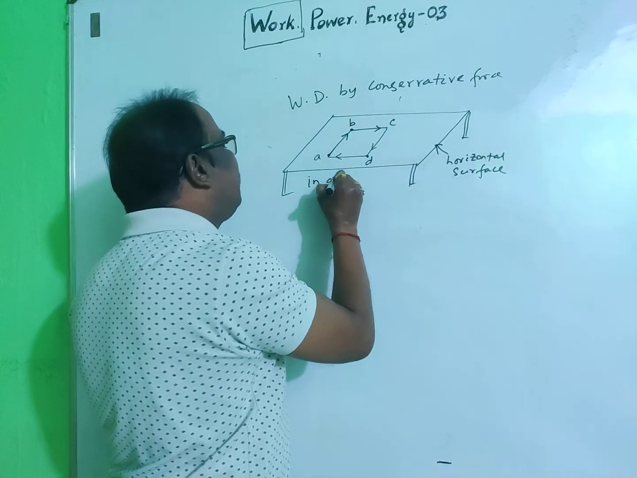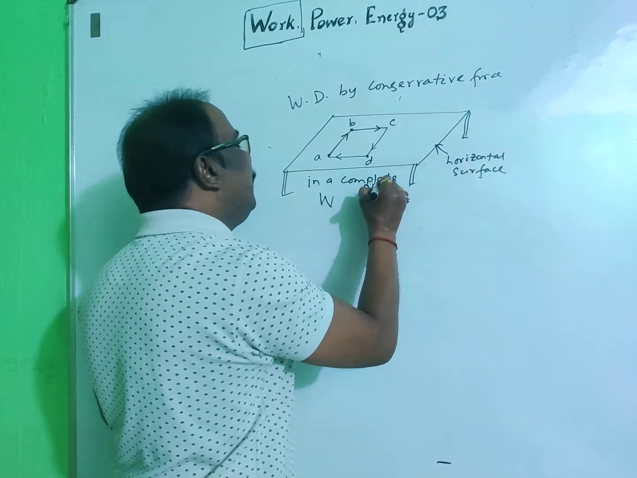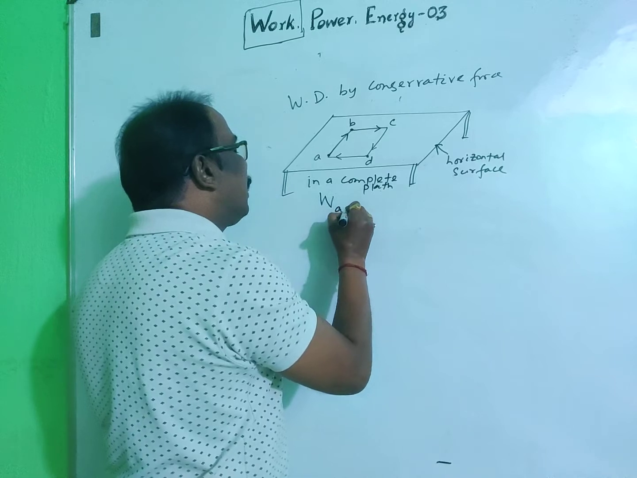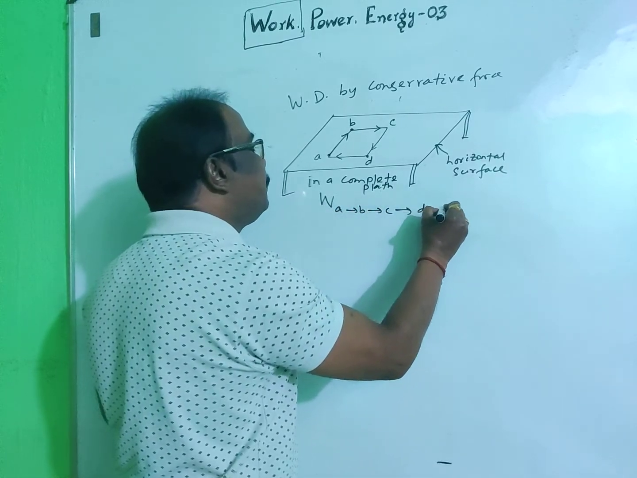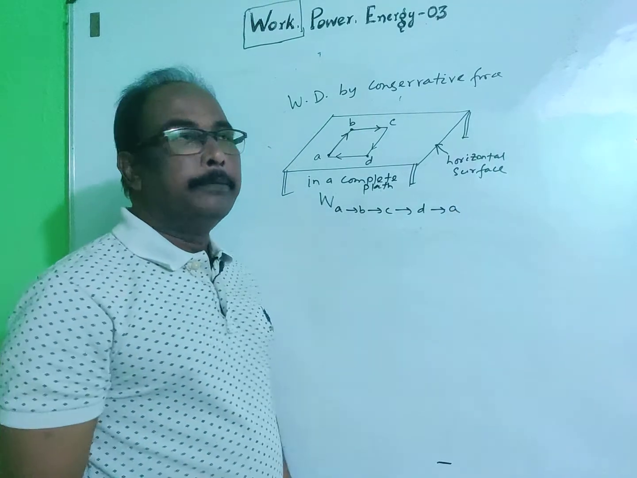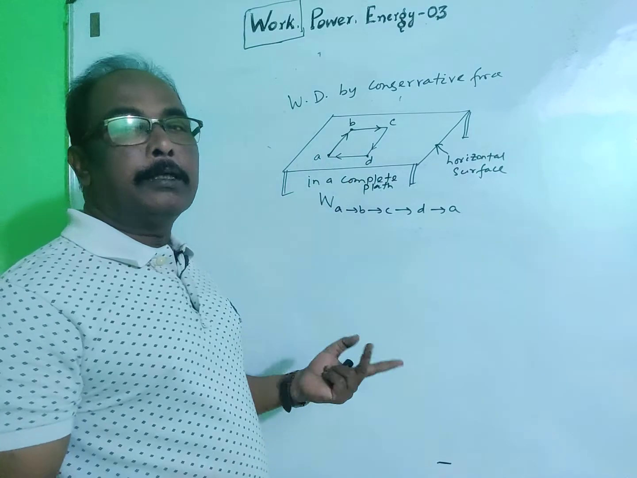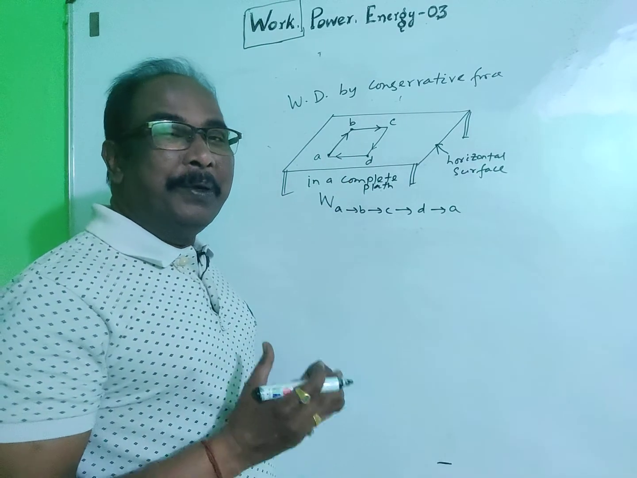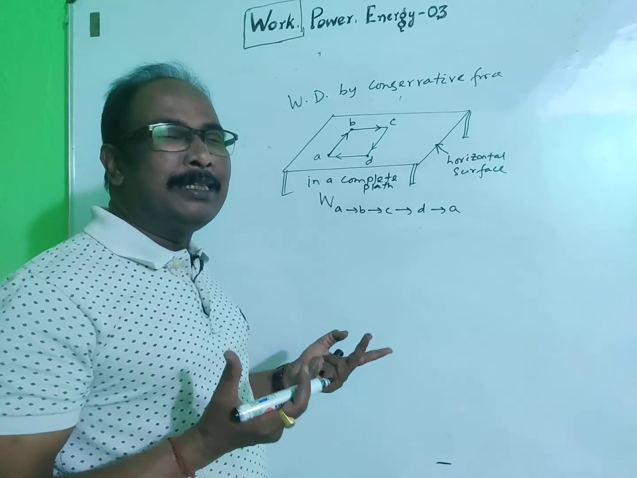in a complete path, work from A to B, then from B to C, then from C to D, then from D to A. A to B, B to C, C to D, D to A. Then the path is completed. Then as we know, work done in a complete path by a conservative force is 0.